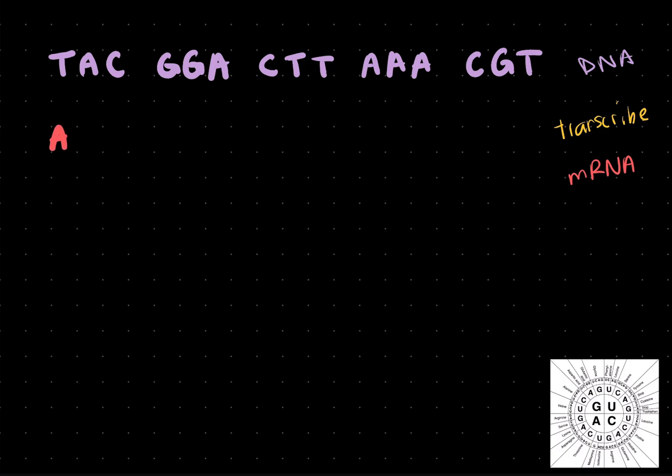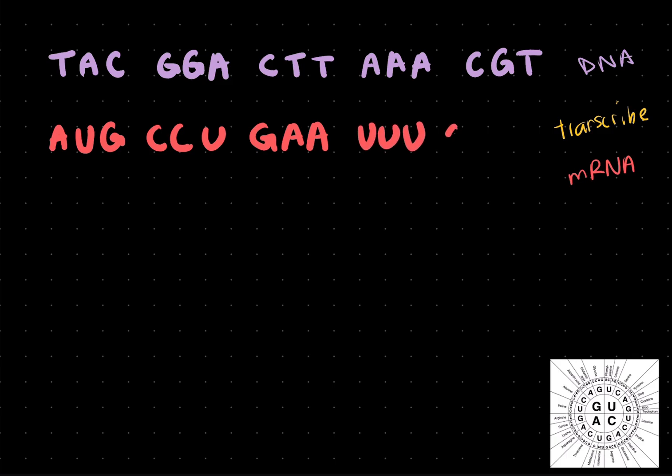T goes with A, but remember there is no T in RNA. And so anywhere you would have put a T, you're going to put a U instead. G with C, G with C, A with U, G with C. There is A in RNA. Don't mix that up. And then U, U, U, G, C, A.